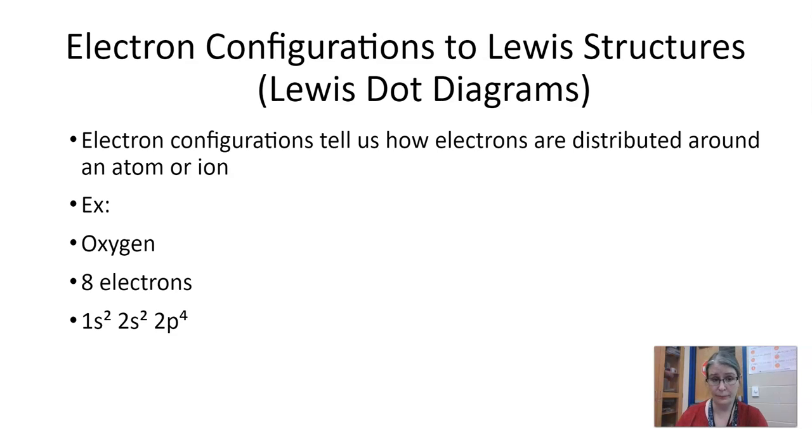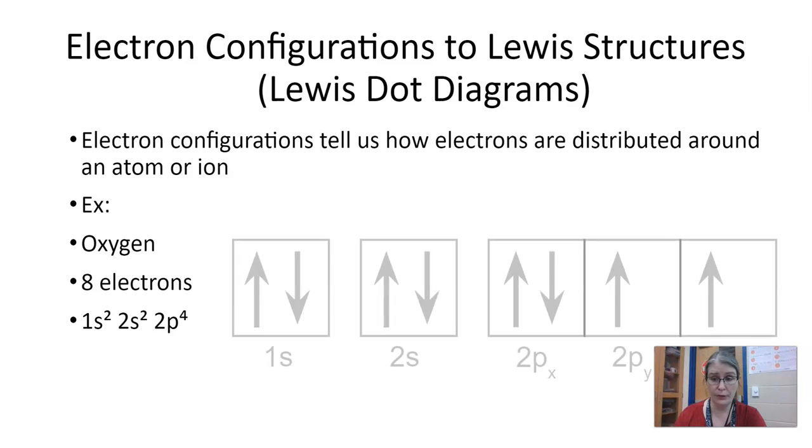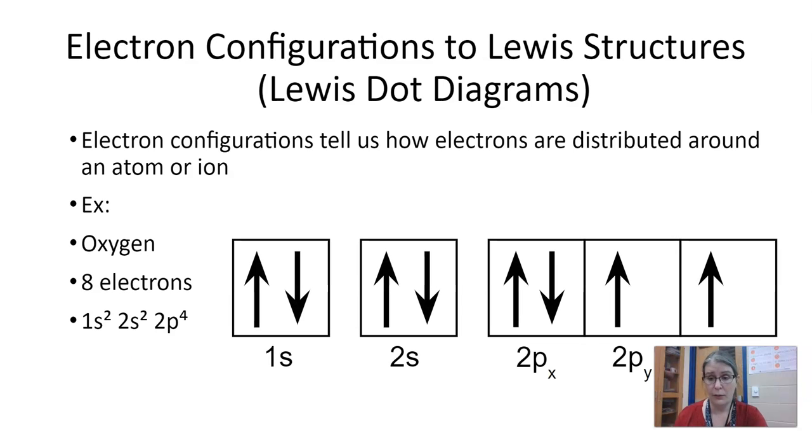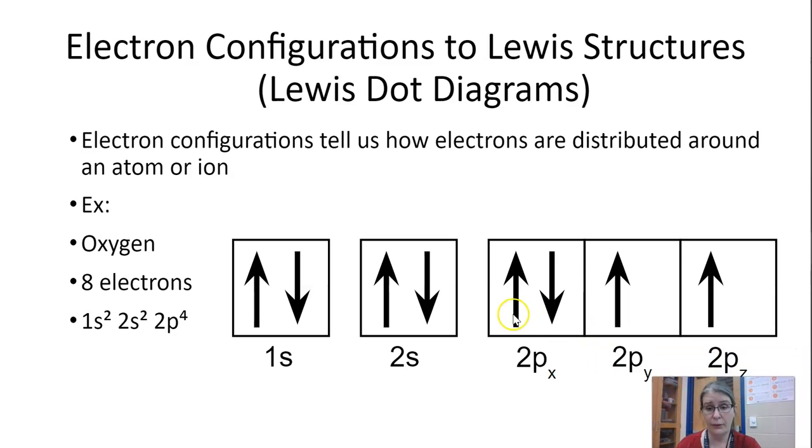Now remember, we do have a rule for how those p orbitals fill, which is that they're going to fill, half fill, and then totally fill. So we would go 1, 2, 3, and then fill back to 4. So this is the electron configuration for oxygen, 1s2, 2s2, 2p4, and the orbital diagram for oxygen.